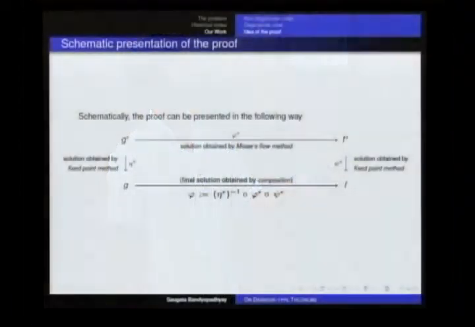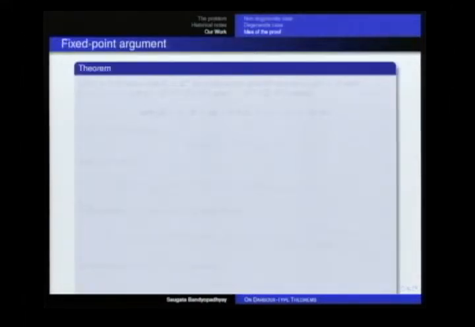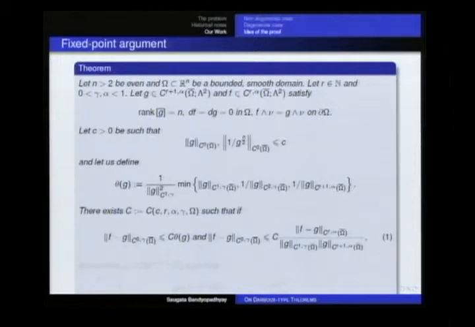This is just what we showed: we approximate G, F with G epsilon and F epsilon. The first, G epsilon and F epsilon, is solved with the Moser flow method. This is the fixed point method, and again the fixed point method. Then the structure of the pullback equation allows us to solve the problem that we have been trying to solve. And yeah, this is a fixed point argument.